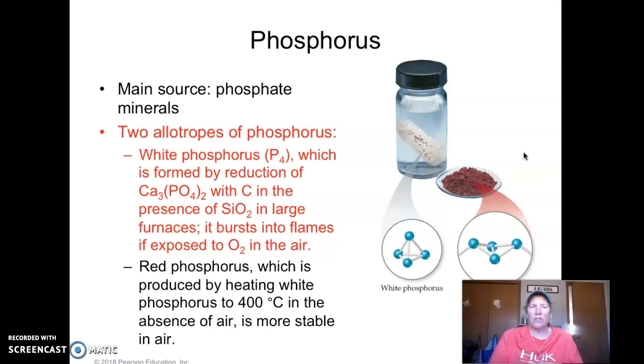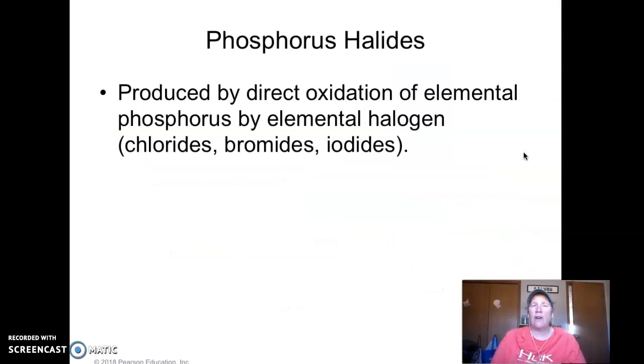Red phosphorus, which is produced by heating white phosphorus to a high temperature in the absence of air, is more stable. You'll hear sometimes about white phosphorus in bombs, especially in Vietnam. They're not good. People were burned severely, because if they're exposed to oxygen and air, well, they shoot out these bombs, and that's when they get exposed, when they hit people, and it's just not a good thing, you guys.